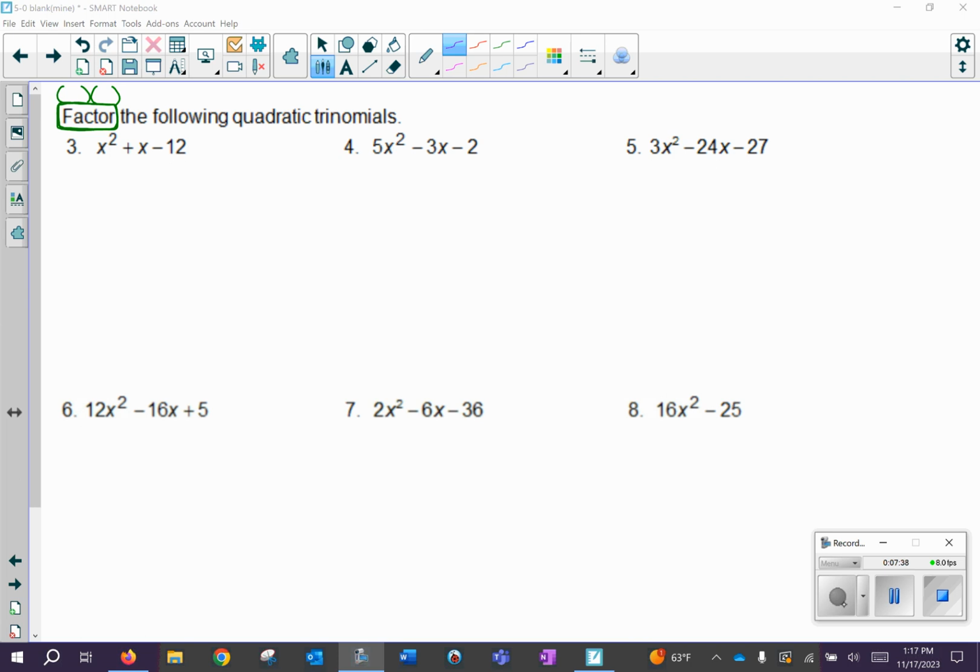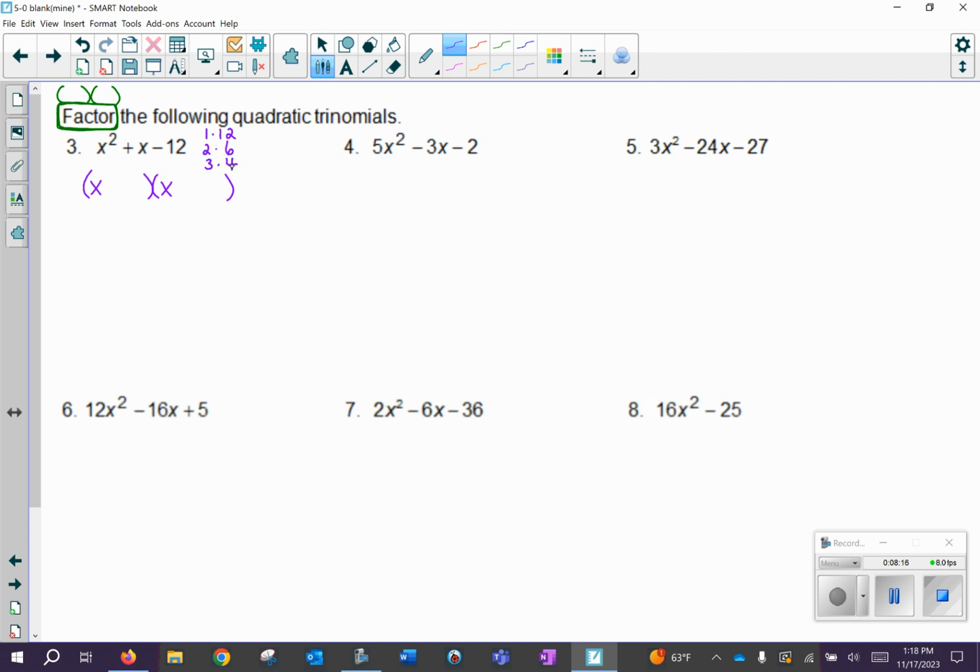On number 3. I know that this is going to be 2 sets of parentheses multiplied by each other. To get x squared, I would have to have 1x times 1x. We don't write the ones. To multiply to get 12, I want to be very systematic and write out all the numbers that multiply to be 12. And I ignore the signs for right now. Okay, so those possibilities are 1 times 12. So always write out starting at 1 and go in order. 2 times 6 and 3 times 4.